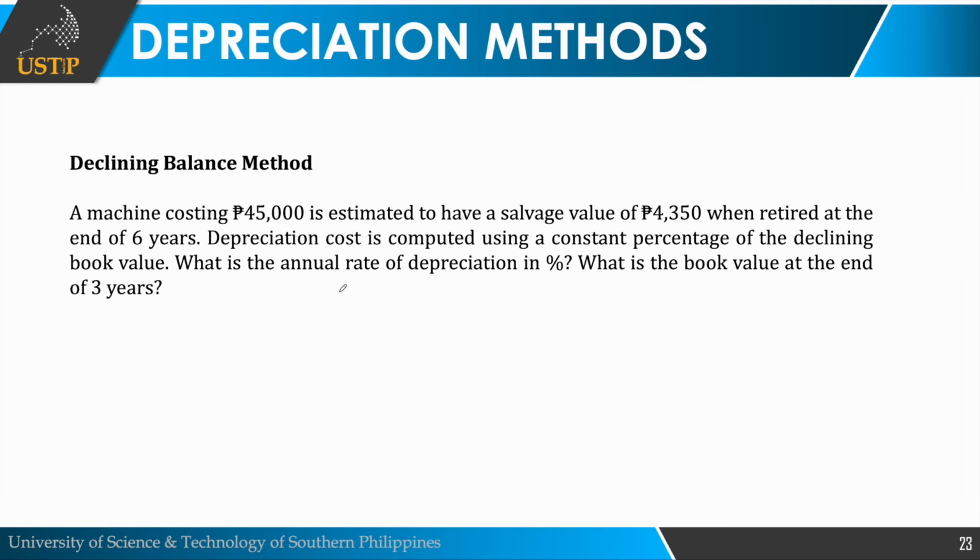Okay, so again, we'll write the given. We have the original cost, that is 45,000. We have the salvage value, that is 4,350.